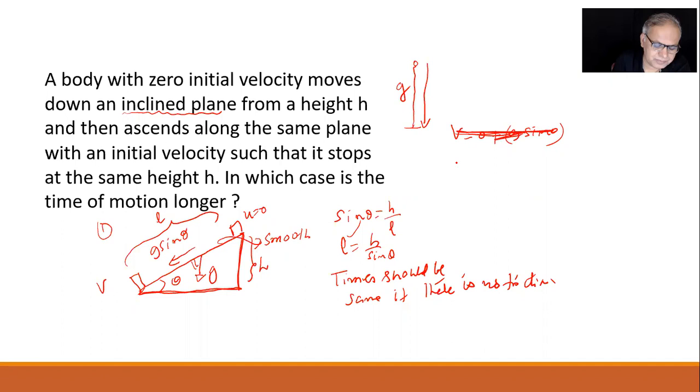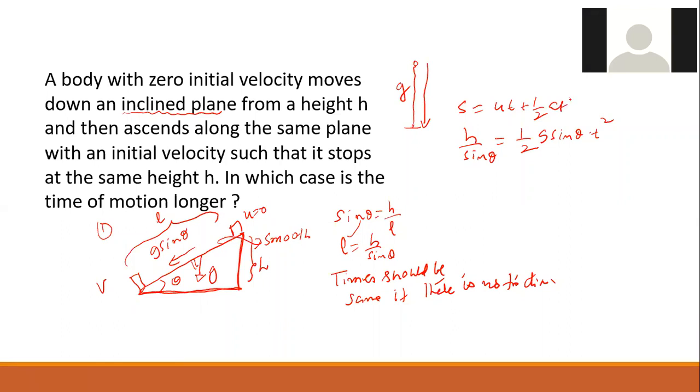V square, you want to get time or velocity, whatever is left to you. You have to find out t first, if you want. What will I do? H by sine theta equals u, which is 0, plus half g sine theta into t square. What did I apply now? S equals ut plus half at square. U is 0. What do you say, children?